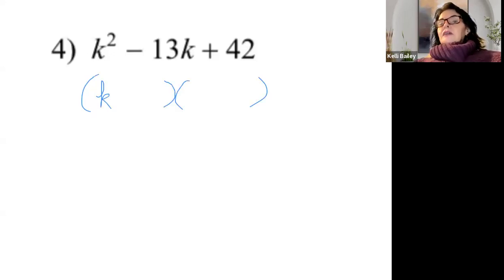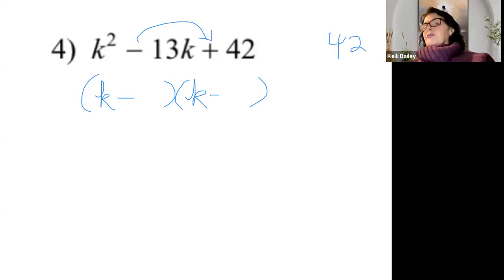Okay, here. Now I'm looking at 42. Oh, hold on. Go back. Minus first. Negative times positive is negative. So minus in both of them. We're adding up to be 42.